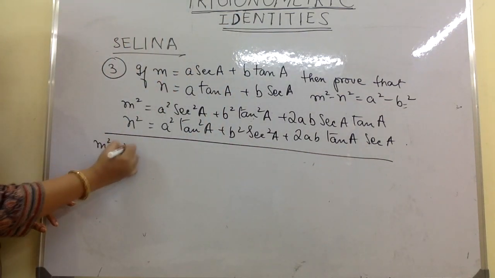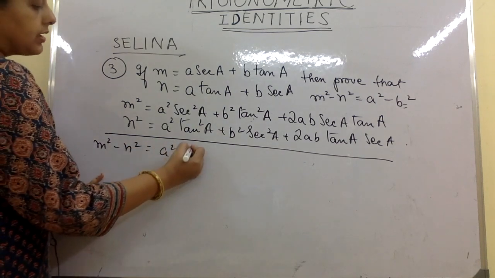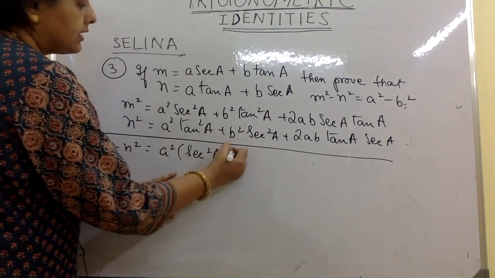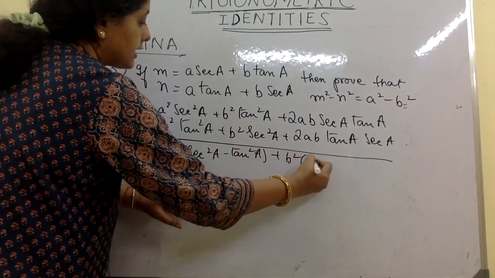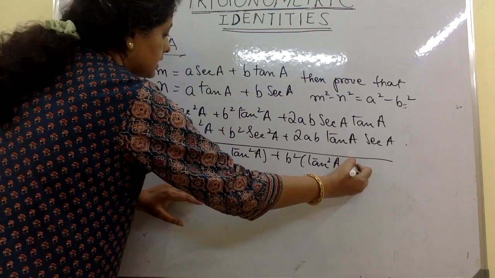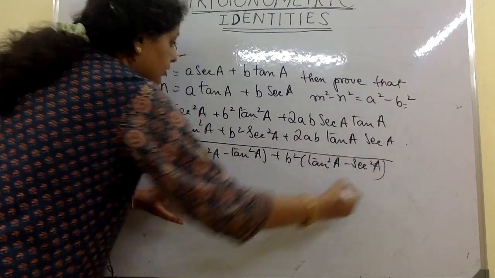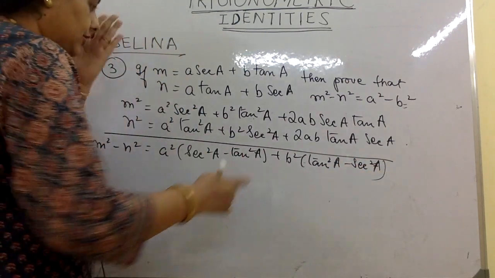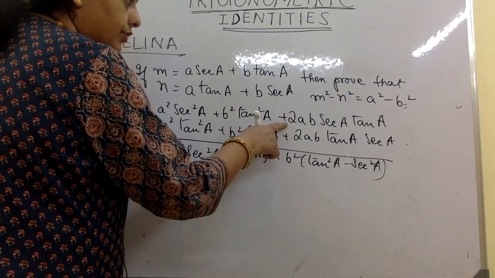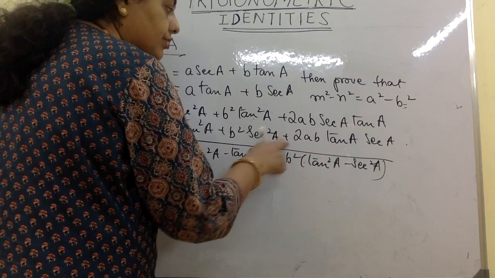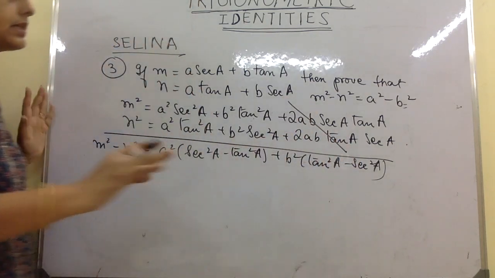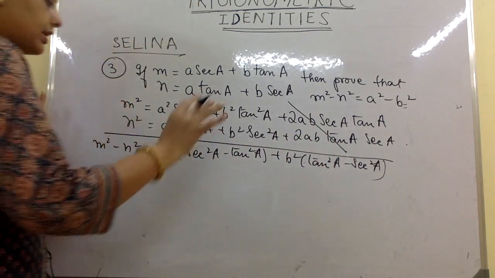a square sec square a minus tan square a, plus b square tan square a minus sec square a. And then if I subtract this one from this one, they are exactly equal, so this sign will change to minus, and the full thing gets cancelled out. So I am not writing that.